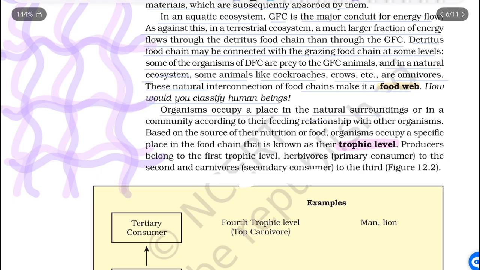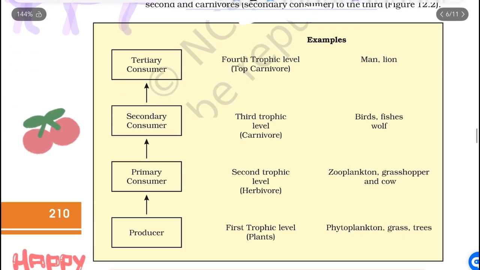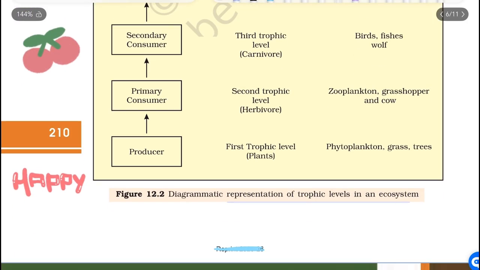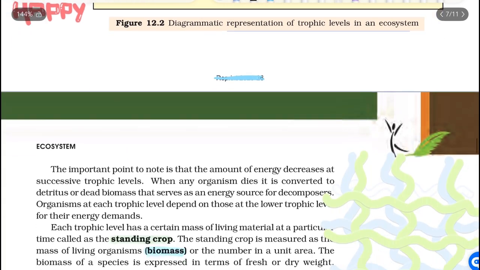Organisms occupy a place in their natural surroundings or in a community according to their feeding relationships with other organisms. Based on the source of their nutrition or food, organisms occupy a specific place in the food chain that is known as the trophic level. Producers belong to the first trophic level, herbivores, the primary consumers, to the second, and carnivores, the secondary consumers, to the third. Here's the diagrammatic representation of trophic levels in an ecosystem.